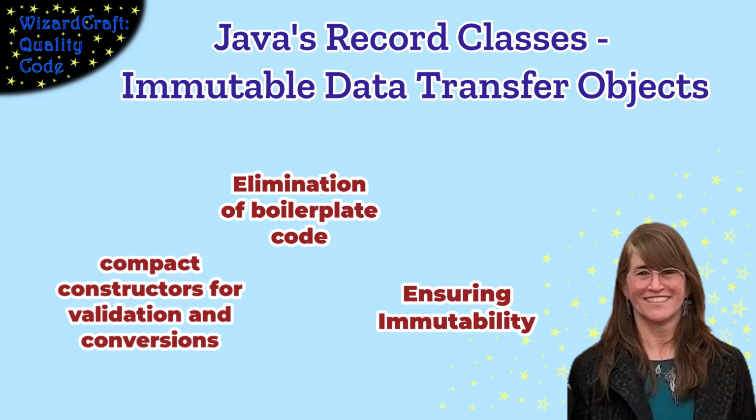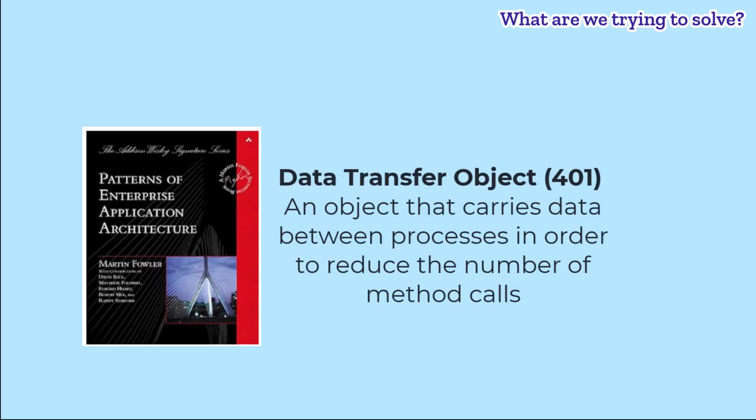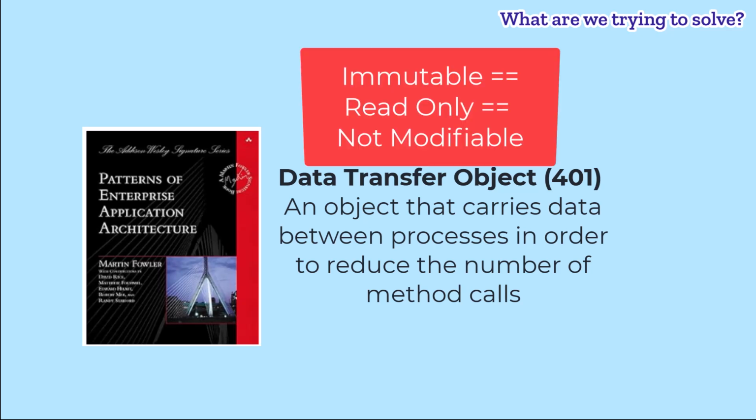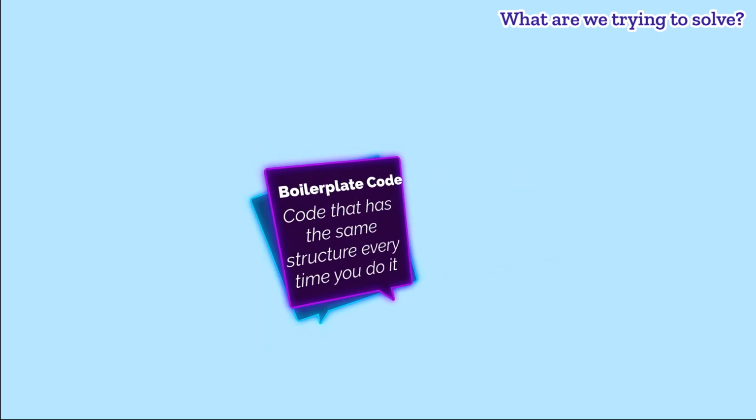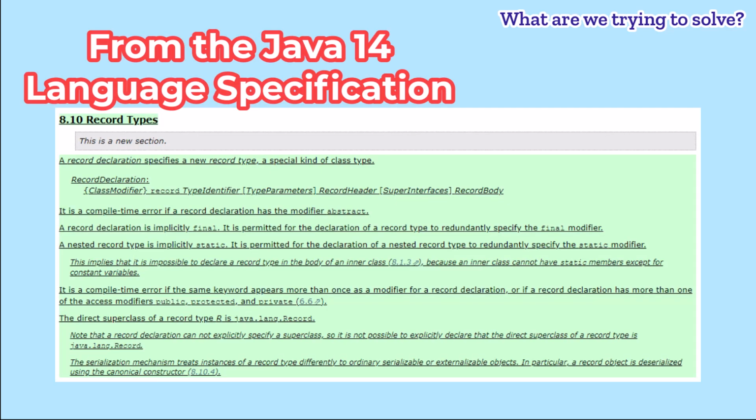In object-oriented solutions, we often package information into read-only classes, whose purpose is just to carry information from one place to another. In Patterns of Enterprise Application Architecture, Martin Fowler called these data transfer objects, though his were not necessarily immutable. And when you code them as regular classes, they require a lot of boilerplate code. In Java 14, they added record classes to automate the creation of that boilerplate code.